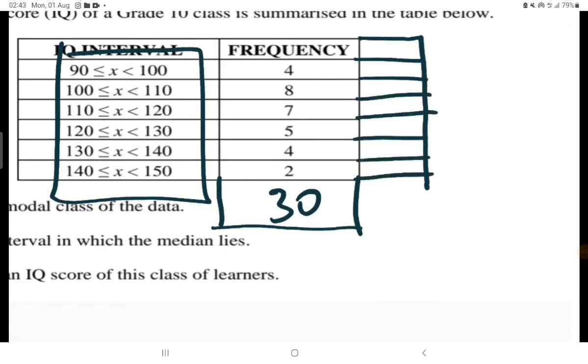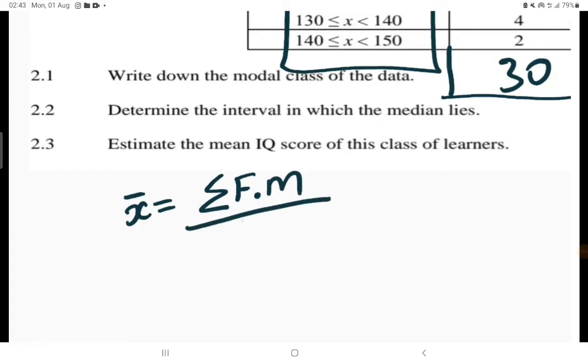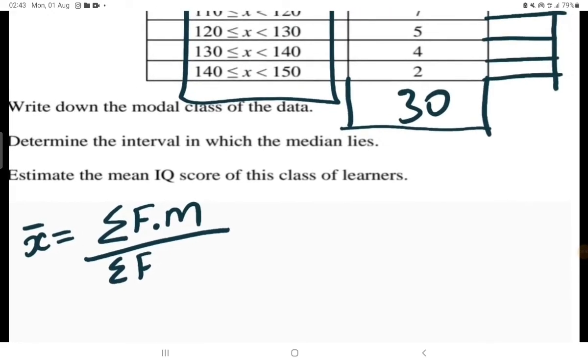So now the idea to find the mean here, the formula for the mean is x bar, which is equal to the sum of frequency times the median, or median class interval, divided by the sum of frequency. So this is going to be it. It's a bit complicated, but don't worry, we're going to do it step by step.